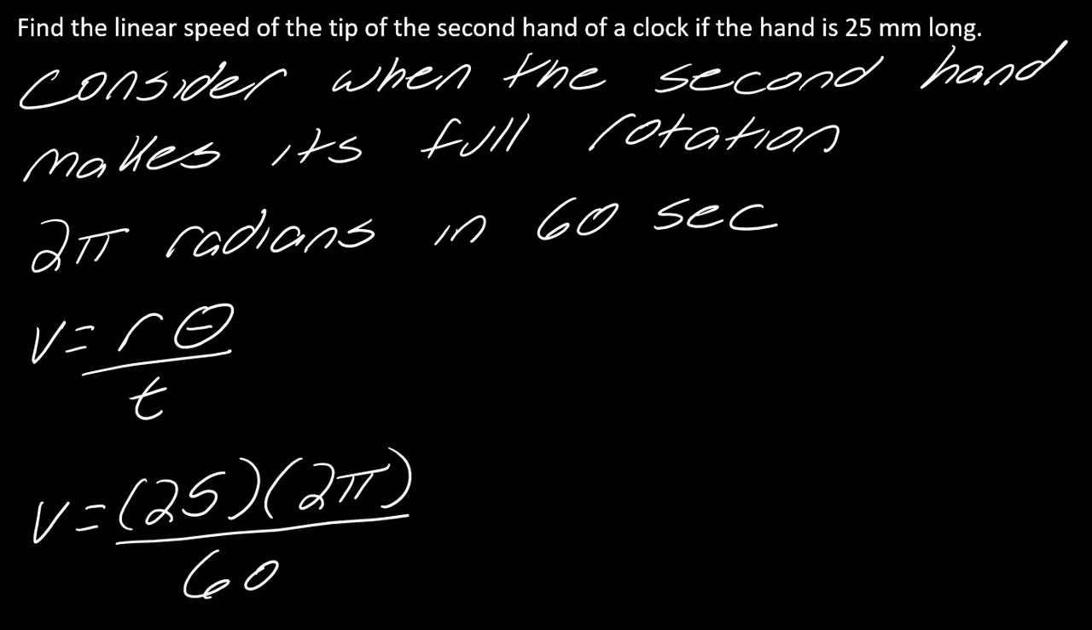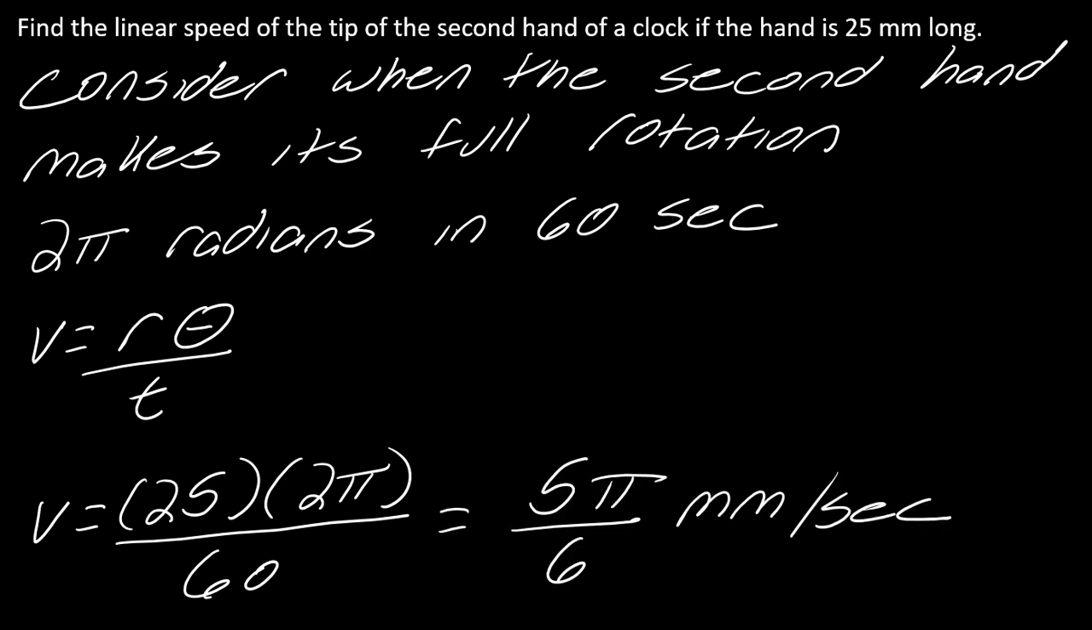So my radius was 25 millimeters. The rotation is 2 pi. That's the angle. And then it goes in 60 seconds. So this comes out to 5 pi over 6 millimeters a second. Okay, so let's just make that note on units.